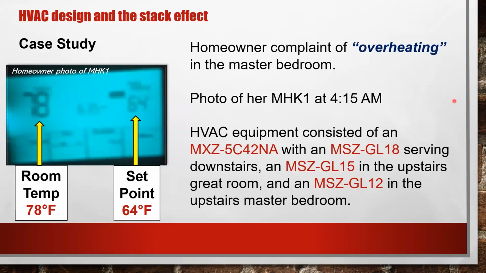The HVAC equipment consisted of a ported multi-zone 5C42 with wall-mounted units, a GL18 serving the downstairs area, a GL15 in the upstairs great room, and an MSZ GL12 in the upstairs master bedroom, the problem room.